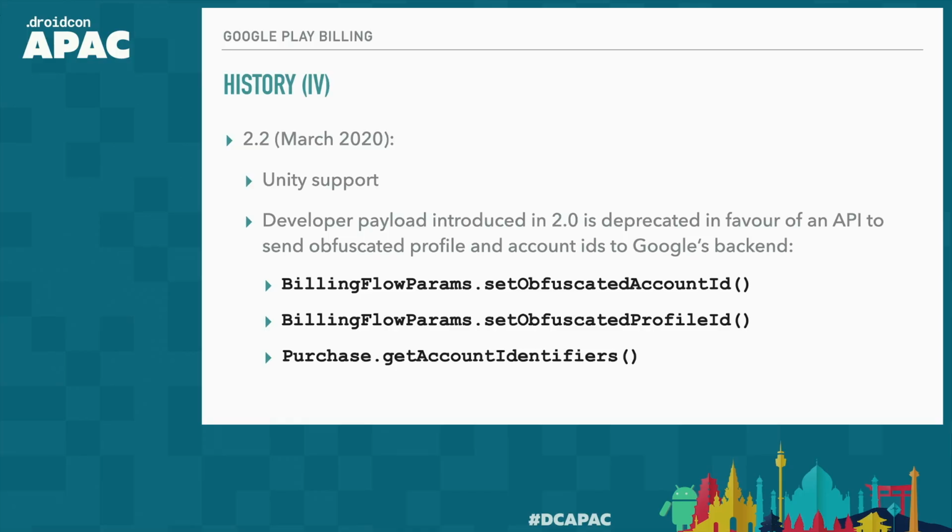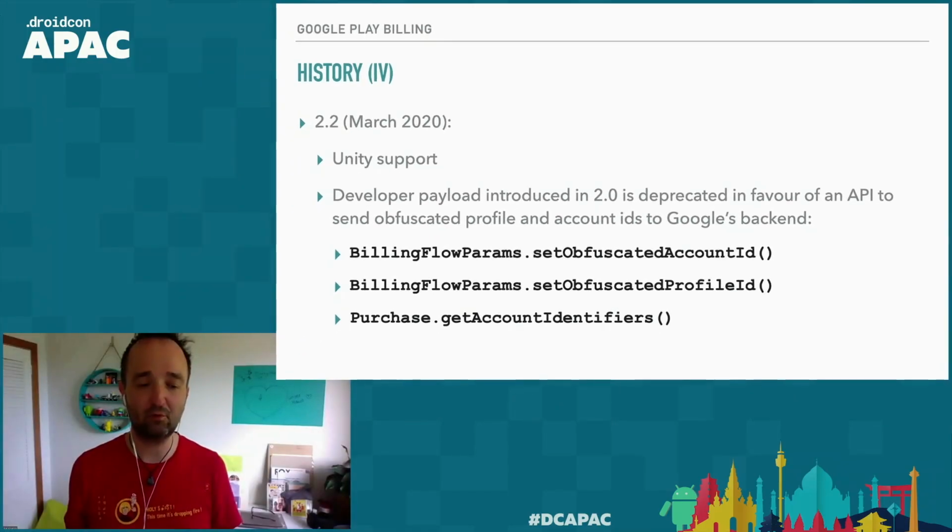My assumption is people abused the developer payload for random things. And Google wanted to streamline that. And now you have exactly two options to pass data to Google and get it back out again, which is an account ID and a profile ID. And it has to be a hashed or obfuscated string in some way.